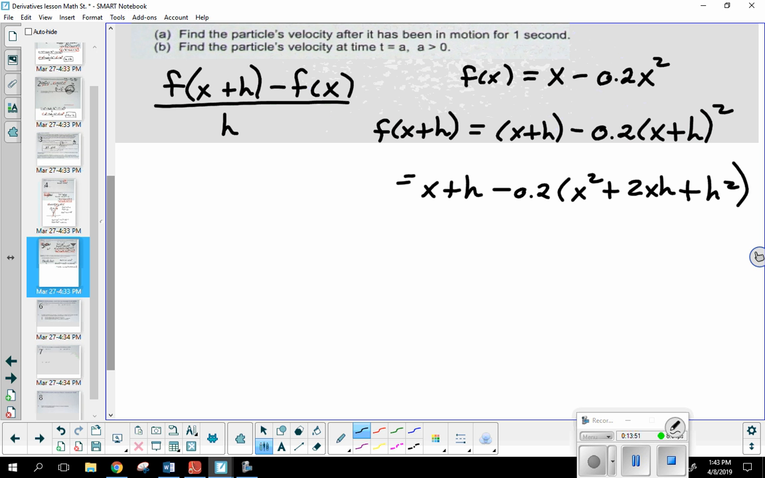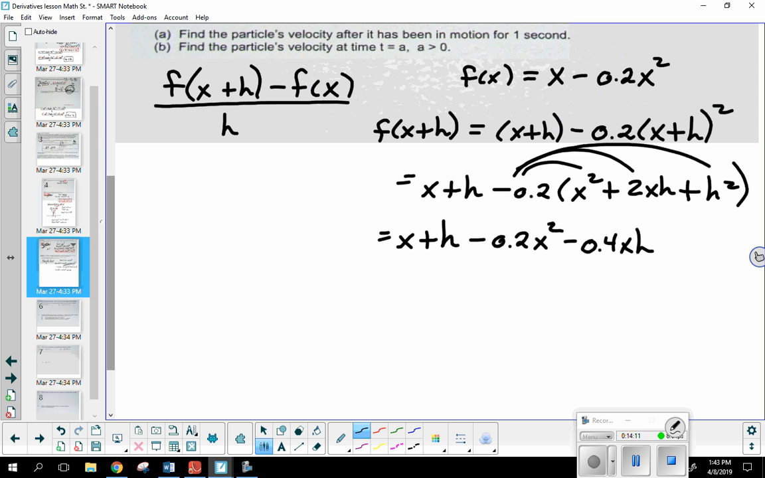Okay. All right, now I'm going to distribute. So equals x plus h. Okay, so that would be minus 0.2x squared. Minus what? 0.4xh, right? And then what? Minus 0.2h squared. Okay. And are there any like terms that I can pull together? No, so nothing right now.